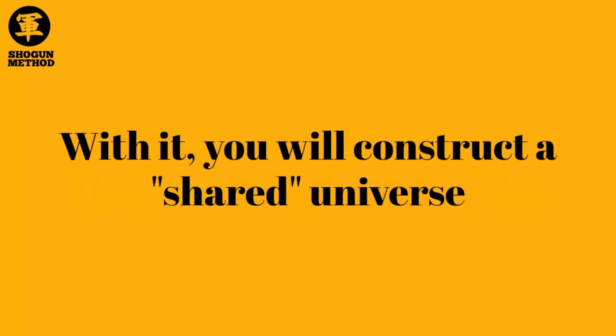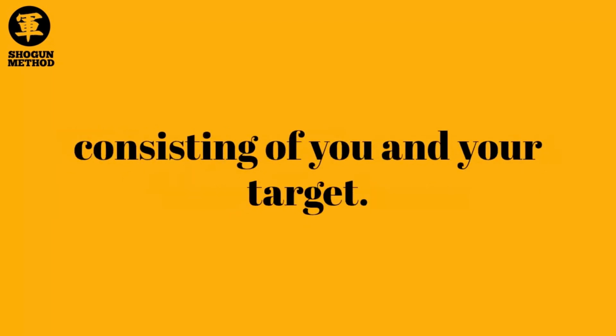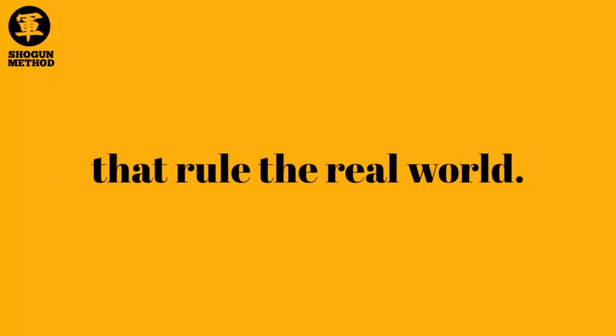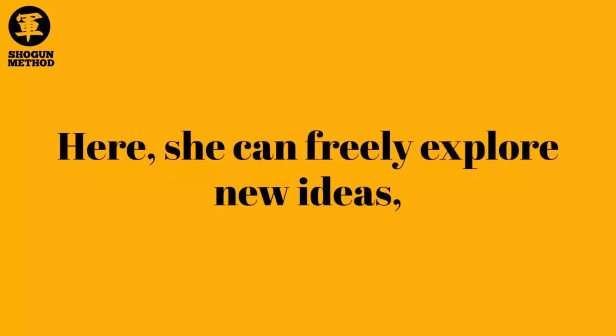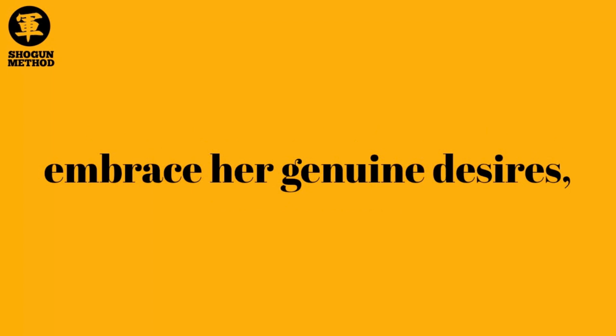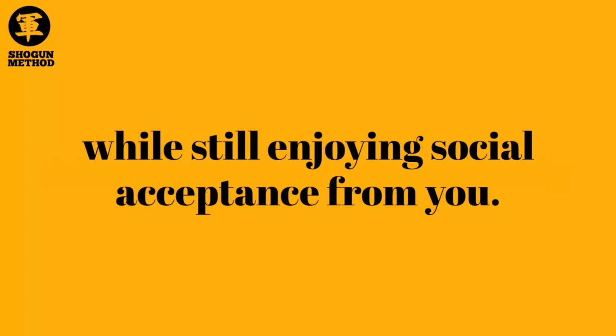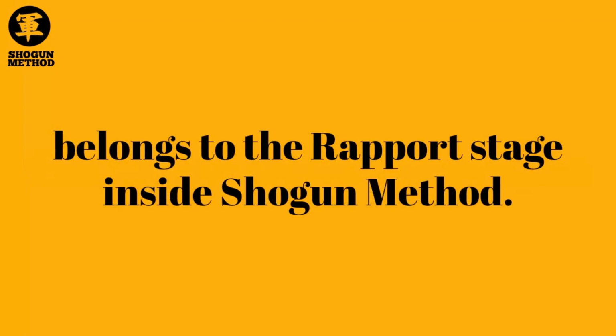With it, you will construct a shared universe consisting of you and your target. Inside this imaginary universe, you'll liberate her from the societal norms that rule the real world. Here, she can freely explore new ideas, embrace her genuine desires, and express her individuality while still enjoying social acceptance from you. The shared universe sequence belongs to the rapport stage inside Shogun Method.